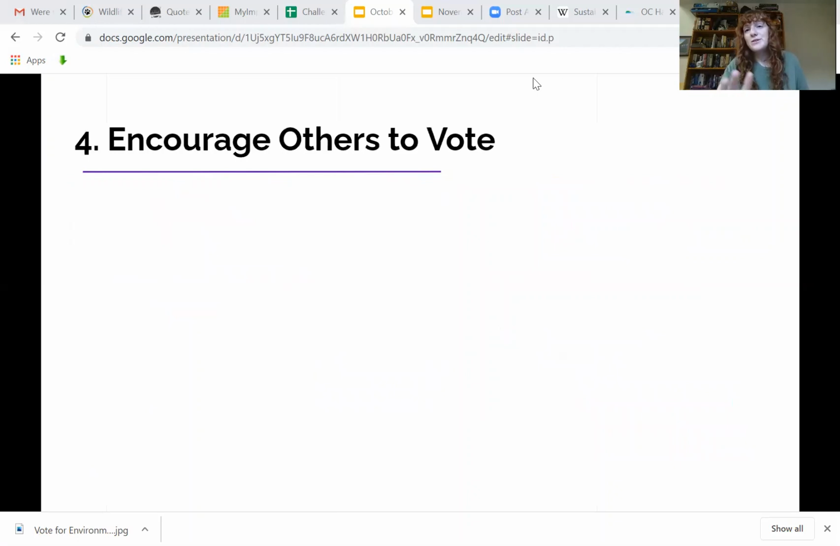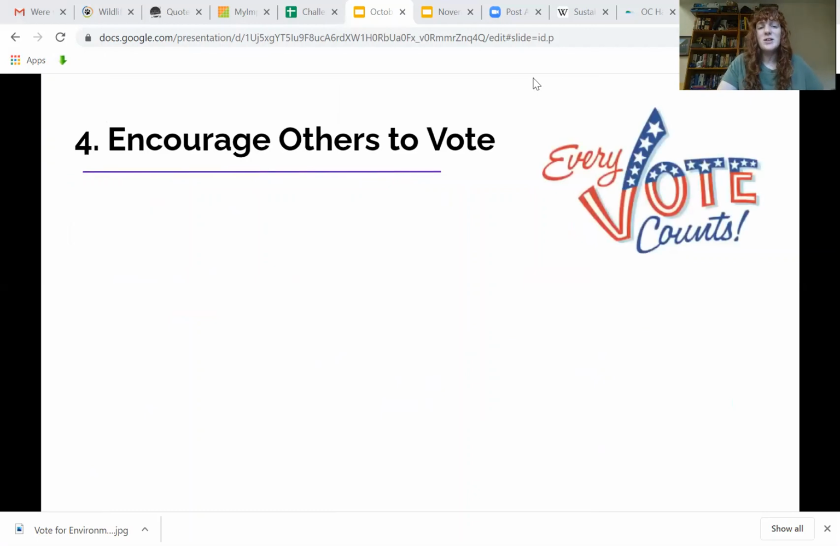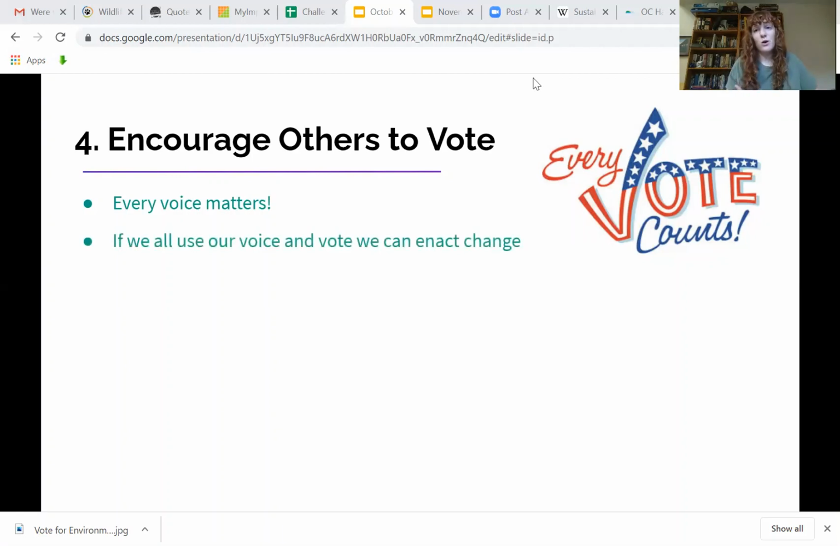So step 4 to activating your right to vote is encouraging others to vote, because every voice matters, and one vote may not enact change, but if we are all using our voices to talk about what we care about, we can get change in the government.